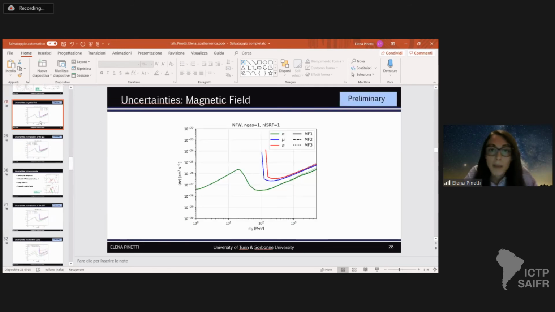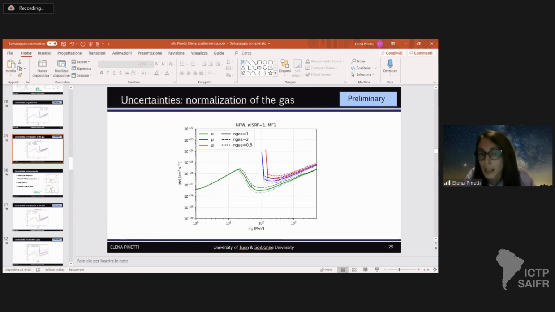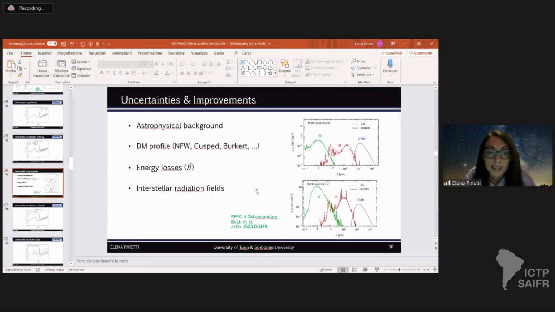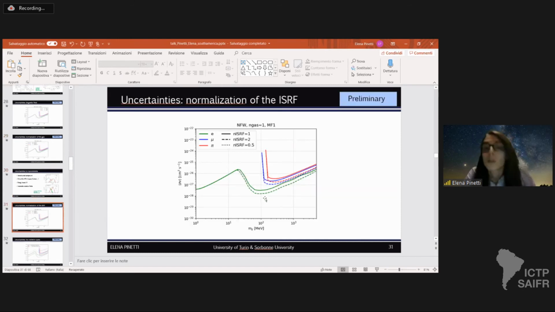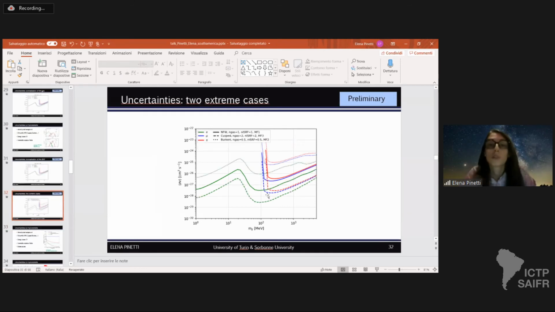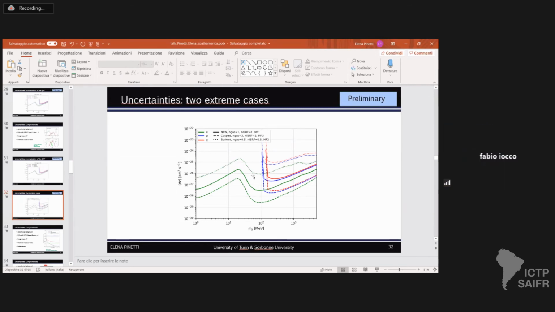But the energy losses depend also on the normalization of the gas. This slightly affects our bound, not so much. And there is also the normalization of the interstellar radiation fields. These also make a slight difference in the bounds, but I have to say that the highest difference is linked to the assumption of the dark matter profiles. So just to show you the 2 extreme cases. Sorry, yeah, we can see the 2 extreme cases here.